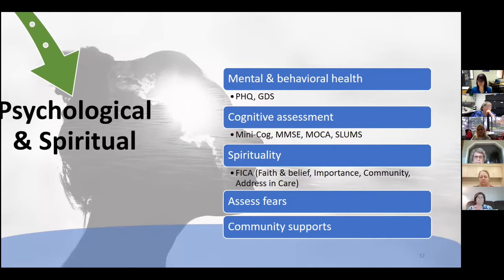Assessing fears. What are they worried about the most, not only in terms of their health from a medical standpoint, but in terms of their ability to continue to live the way they want to live. And what are the community supports that are available to bolster these things? So there are screening tools. Certainly conversation and interviewing is one way to do this. And this is not at all a comprehensive list of the screening tools that you might use. But the PHQ-2 or PHQ-9 is one of the most common ones.